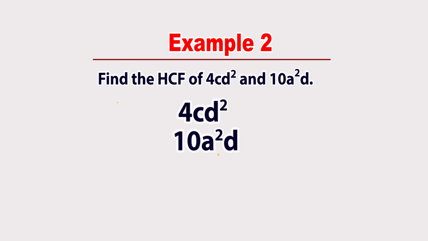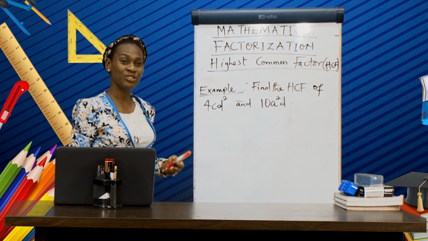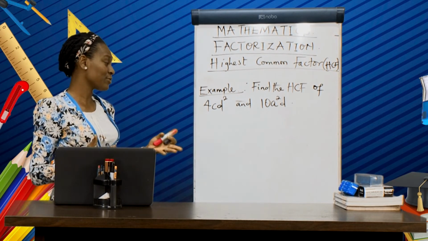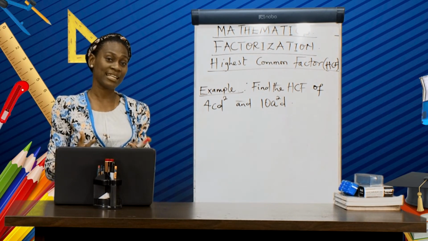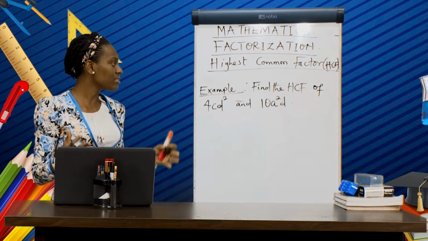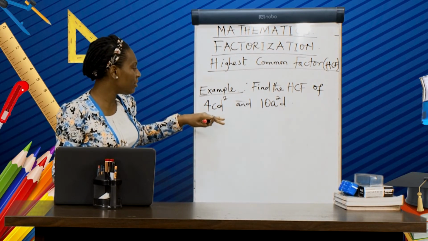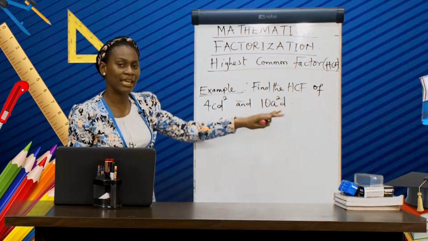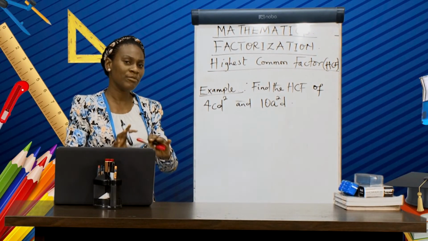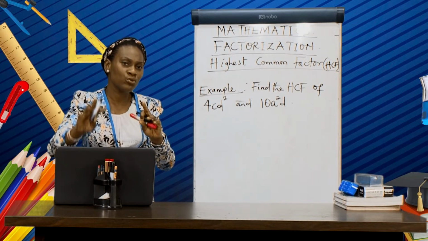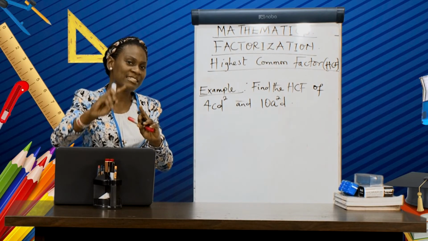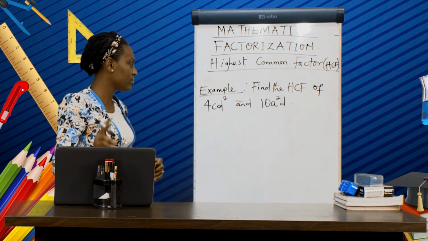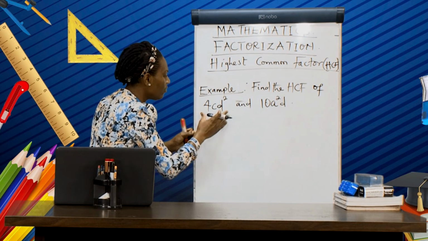Example 2. Find the HCF of 4CD squared and 10A squared D. Don't be afraid. These are just combinations of numbers and letters. The first thing we need to do is we simply break each of the algebraic terms down. We break them into bits, then we bring those things, those numbers or letters that are common, we bring them together. So let's break this down.